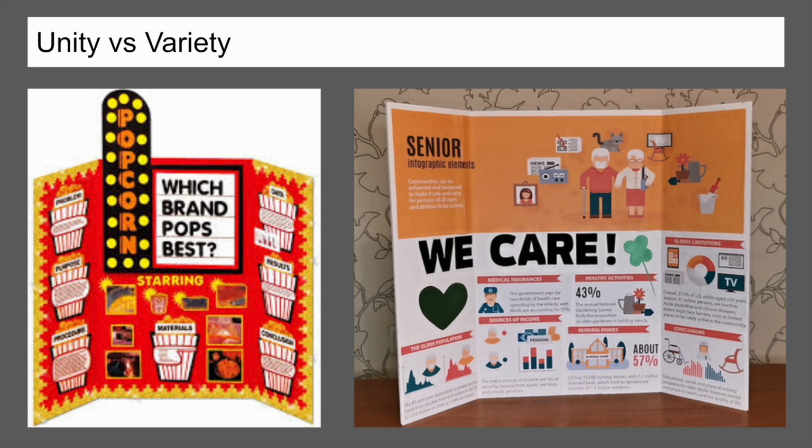On the right, we have a variety in that the top part is an orange background versus the white background on the bottom. But we're using a similar illustration style throughout. We've got the same font, and we're using those little red banners to split up our sections. These are all ways, repetition, color, to get both unity and variety.